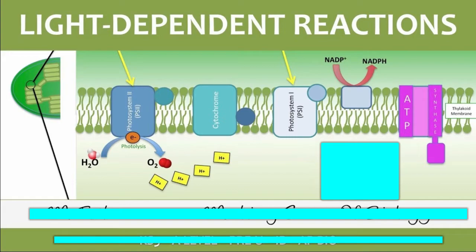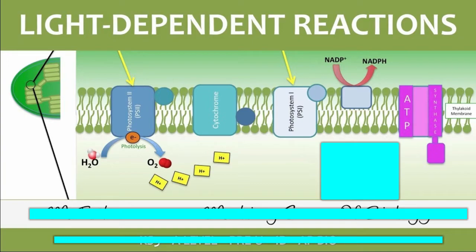Our next step is formation of NADPH, whose full form is nicotinamide adenine dinucleotide phosphate. So you have to mug up this full form of NADPH. And what happens here? Hydrogen ions released during photolysis of water are picked up by the acceptor molecule NADP. This NADP gets activated and reduced to form NADPH.